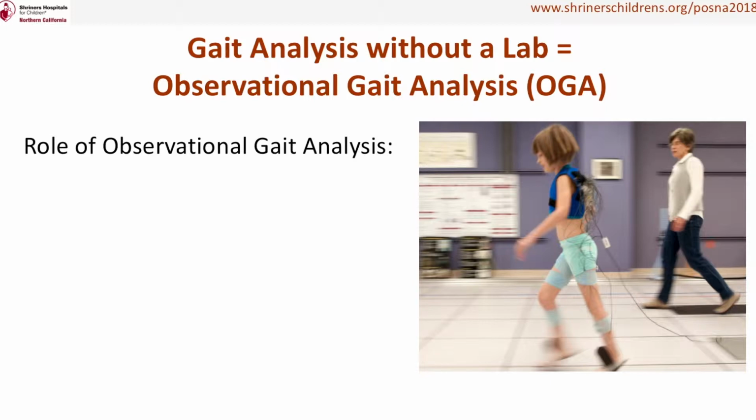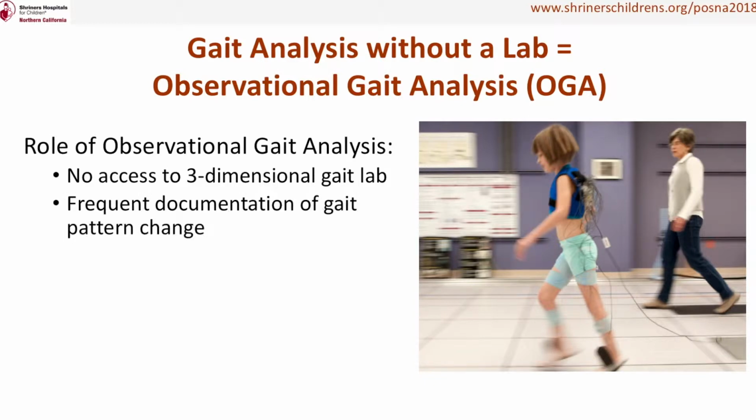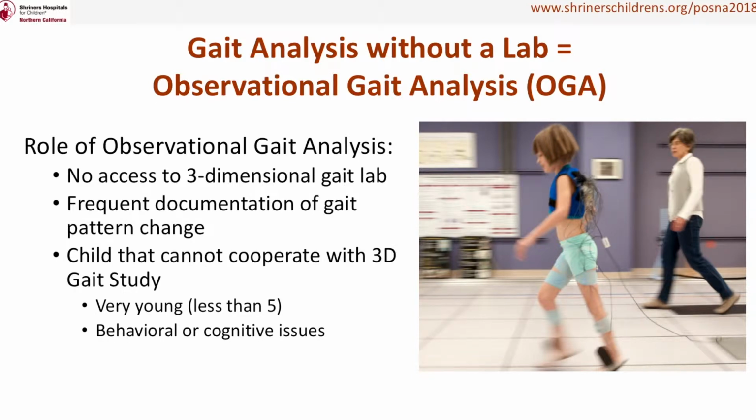Gait analysis without a lab is best labeled as observational gait analysis. OGA plays an important role in documentation and objective scoring of gait when you have no access to a three-dimensional gait lab, are looking for frequent documentation of gait pattern changes, such as after surgery, and a child cannot cooperate with a full three-dimensional gait study, such as children who are very young, less than age 5, or who have behavioral or cognitive issues.